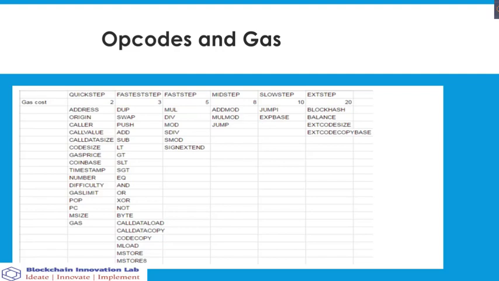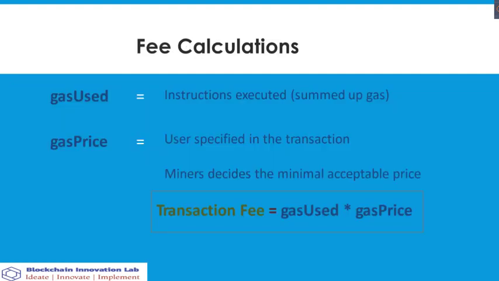So you just need to store it and see how you really can use the opcode in the Genesis file when you configure it, right? Fee calculations, how do we do the fee calculations? One is gas used, equal to instructions executed, that is the summed up gas.